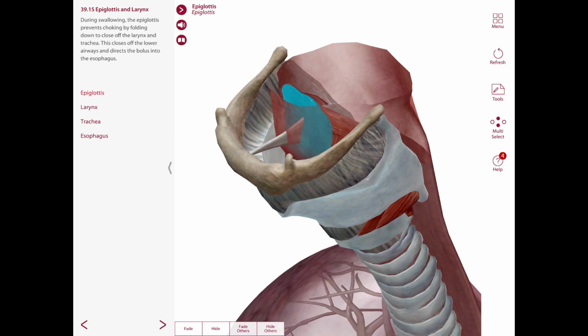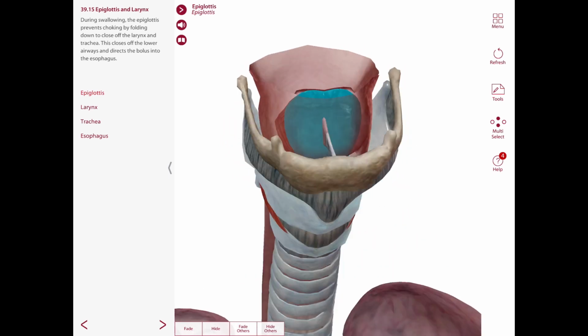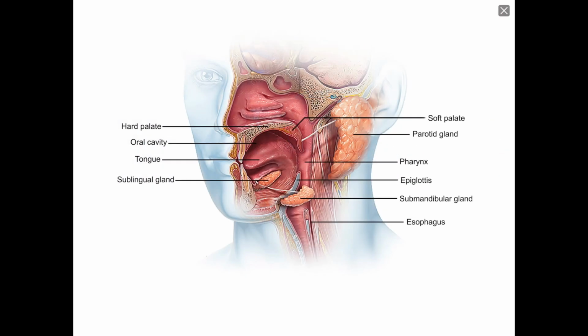The anterior surface of the epiglottis is going to be connected to the root of the tongue by 3 glossoepiglottic folds, 1 that's going to be medial and 2 that are going to be lateral. The epiglottic vallecula is 2 small depressions that are located between the epiglottis and the root of the tongue, 1 on either side of the median glossoepiglottic fold.